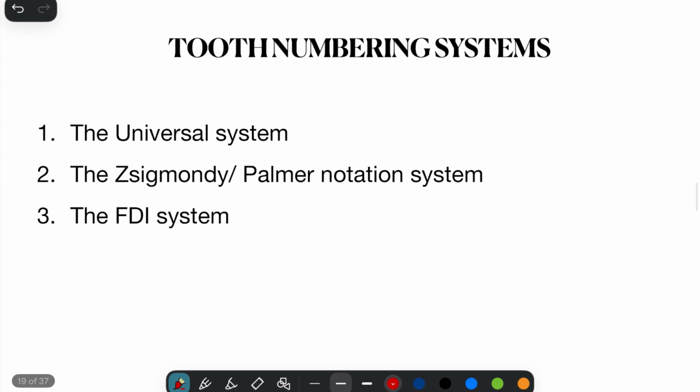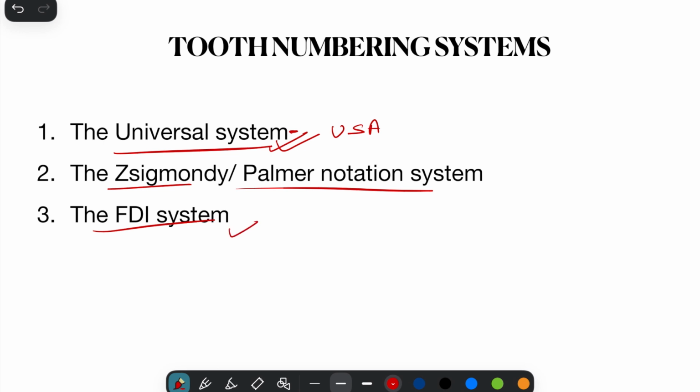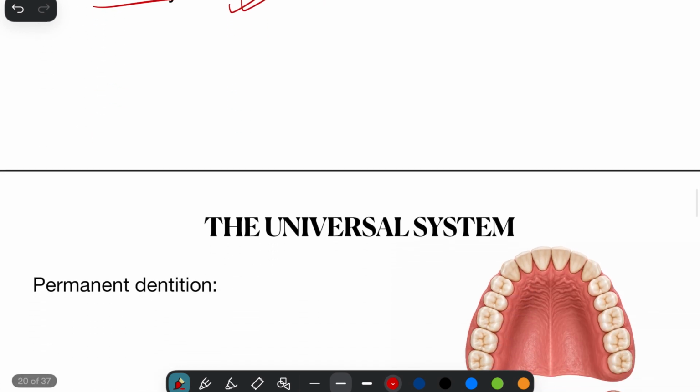We have three systems for numbering the teeth. The first one is the universal system. Then we have the Zsigmondy-Palmer notation system and the FTI system. The universal system is most commonly used in the United States of America, and here in India we commonly use the FTI system. We'll get on to all three of these one by one. So let's start with the universal system today.